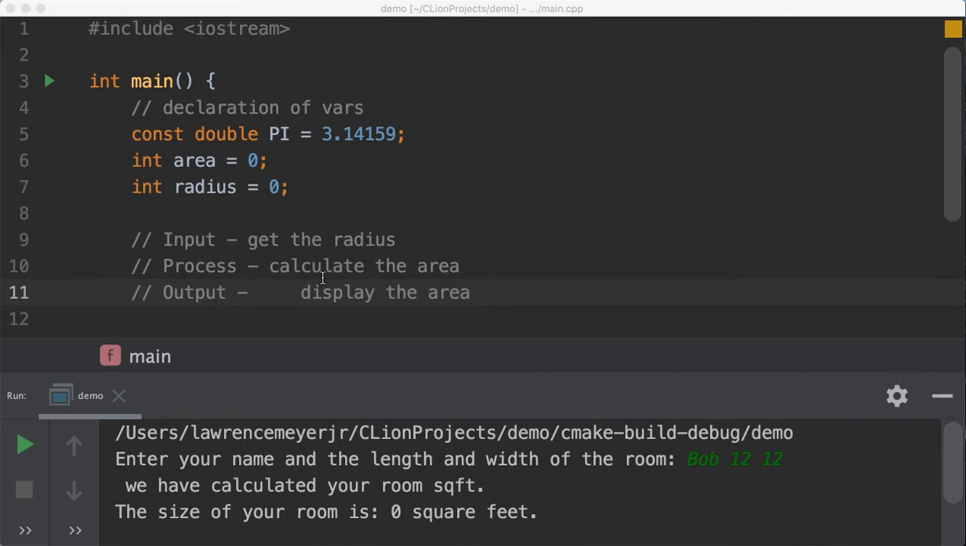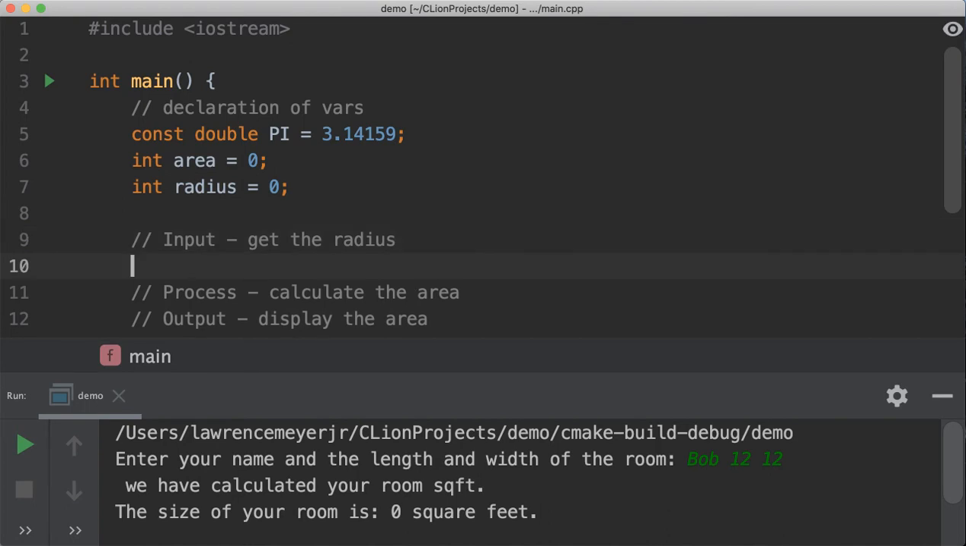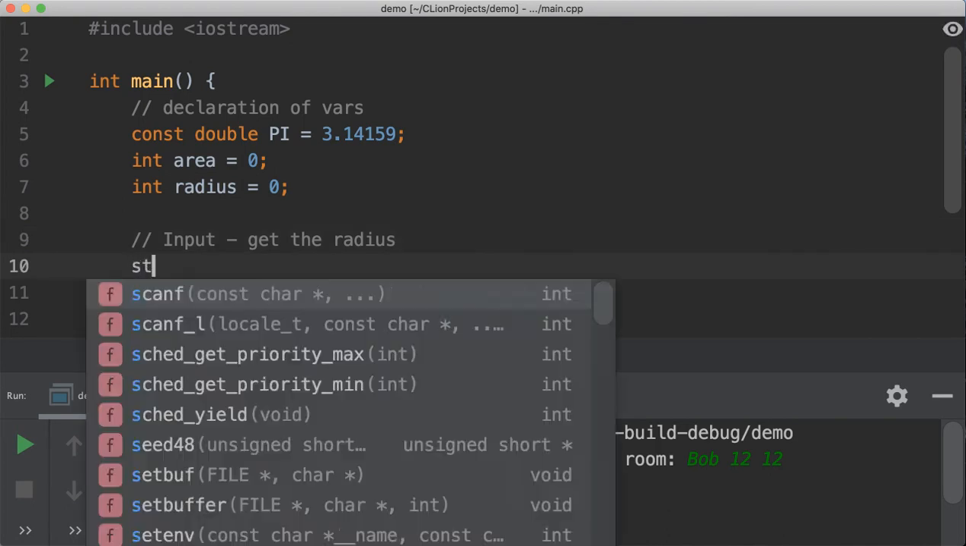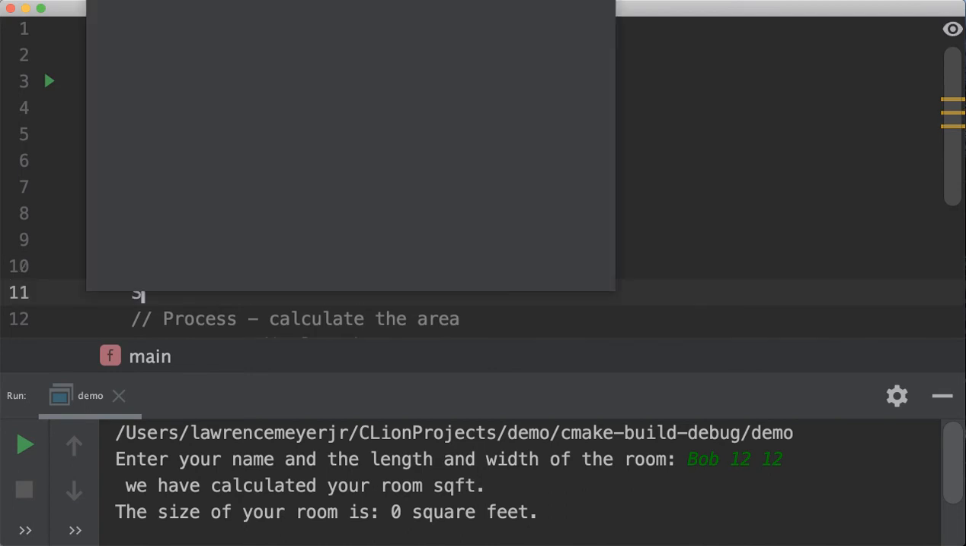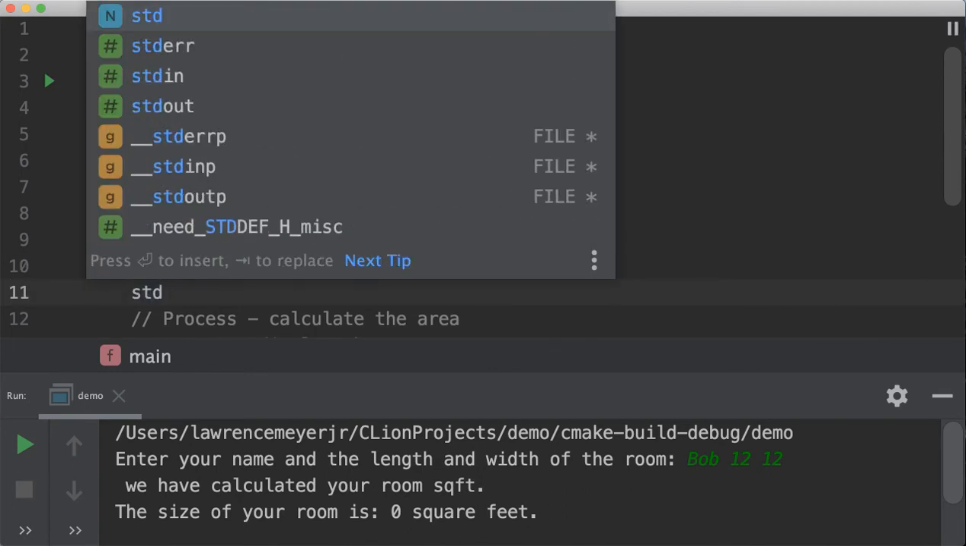Well, we don't have a radius, so we need to get the radius. Then we're going to calculate the area with the formula, and then we're going to display the area to our happy little computer. My cat helped me on that one. So let's get the radius. To get the radius, we need to ask for it. And we'll go back and make sure we leave a little space for someone to enter something in. And then a reminder, standard cin.